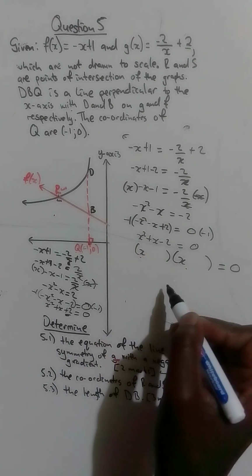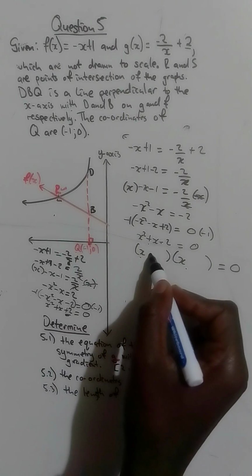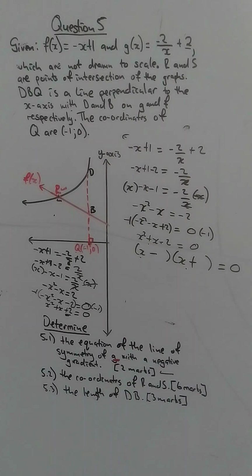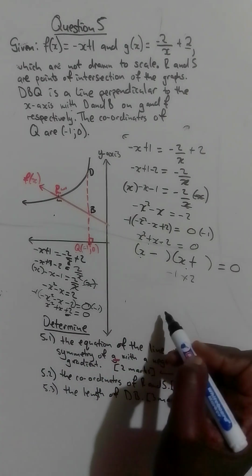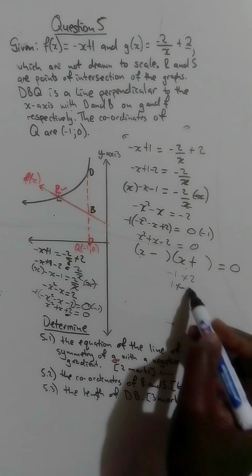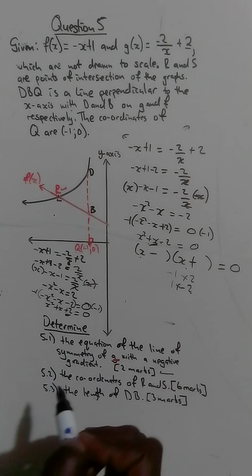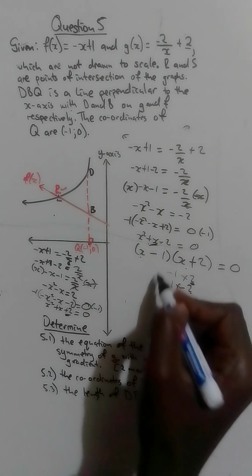X and x, that's x squared. What gives me negative 2? I've got a negative and a positive here, which means one bracket is a negative, the other bracket is a positive. Now, which two factors give me negative 2? Negative 1 and positive 2, or positive 1 and negative 2. But I want a positive 1, which means I will make my 2 positive. So I've got positive and negative.